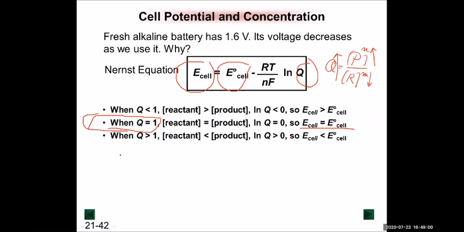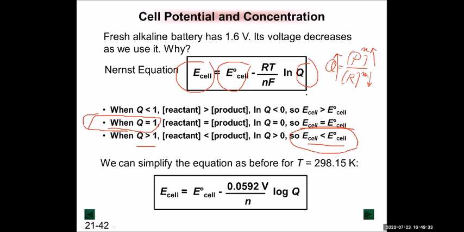If the product is more than reactant, you have quotient less than 1, the cell potential less than the standard cell potential. This is where we explain why any batteries that we're using, the longer that we use, the voltage will decrease more, because the longer we use, the more reactant will be consumed. Less reactant available, more product being produced, quotient will increase, the cell potential decrease.